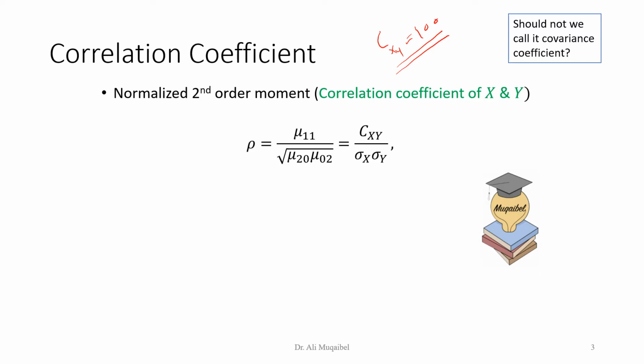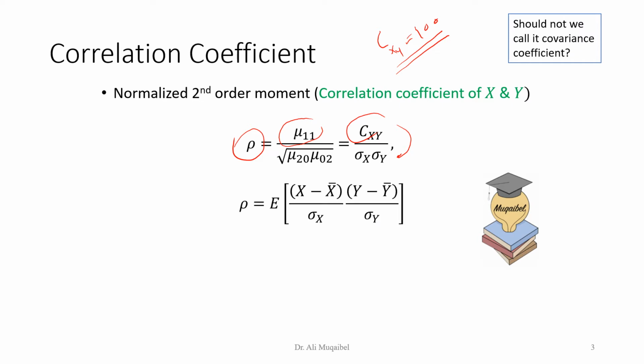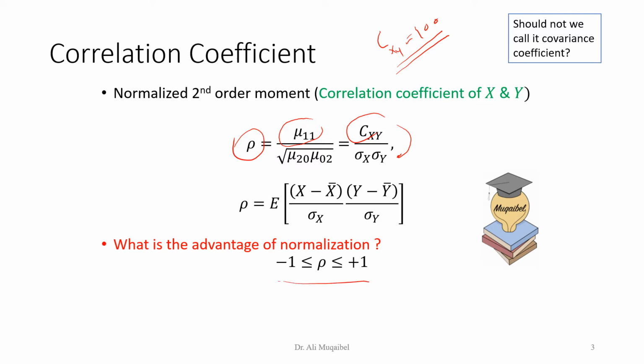So if you look at the definition here, we use rho to represent the correlation coefficient, and it's equal to the second order moment, mu 1,1, or covariance, compared to the standard deviation of the individual random variables. So it's C of xy divided by sigma x, sigma y. Now, if you want to write that down, the covariance is the expectation of this product, divided by sigma x and sigma y. It comes from covariance, by the way, but we still call it the correlation coefficient. This is not R, because sometimes we get confused. It's called the correlation coefficient, when in fact it is the covariance normalized.